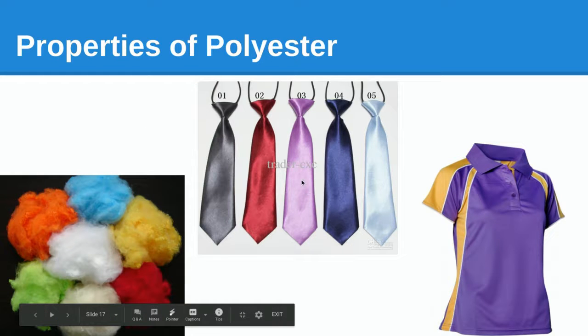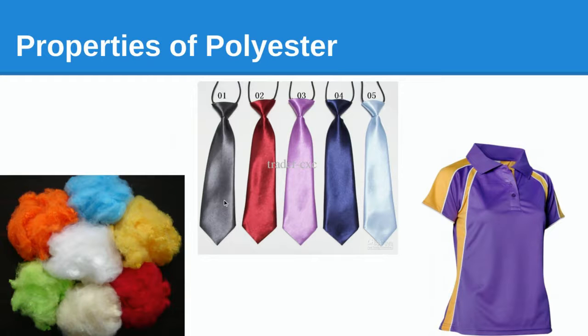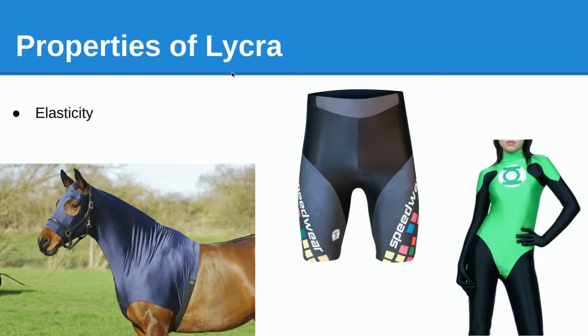Polyester and the properties of polyester. And guess what they said? Nothing. So I just put some pictures of polyester on here. It was really popular in like the 70s. It can oftentimes have kind of a shiny luster to it. Lycra, the property they want you to know about is its elasticity. So it is a stretchier material.